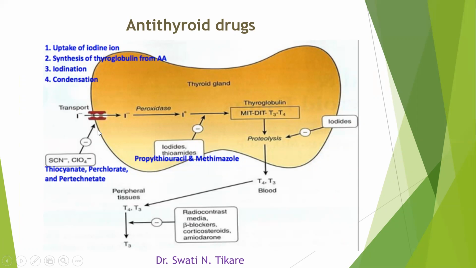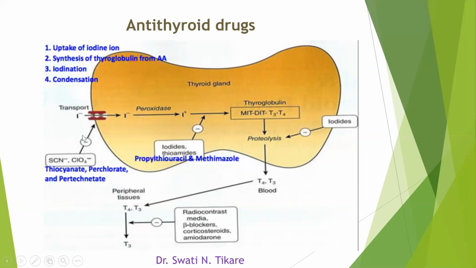So in the synthesis of thyroid hormone, first iodide has to be transported through NIS, the sodium iodide transporter, into the thyroid cell, the follicular cell. Then it has to be converted into iodine. Then, of course, in the colloid, it has to undergo iodination with thyroglobulin to form monoiodothyronine and diiodothyronine. Then they have to couple with each other to form T3, T4 hormones. Okay, so these are the steps.